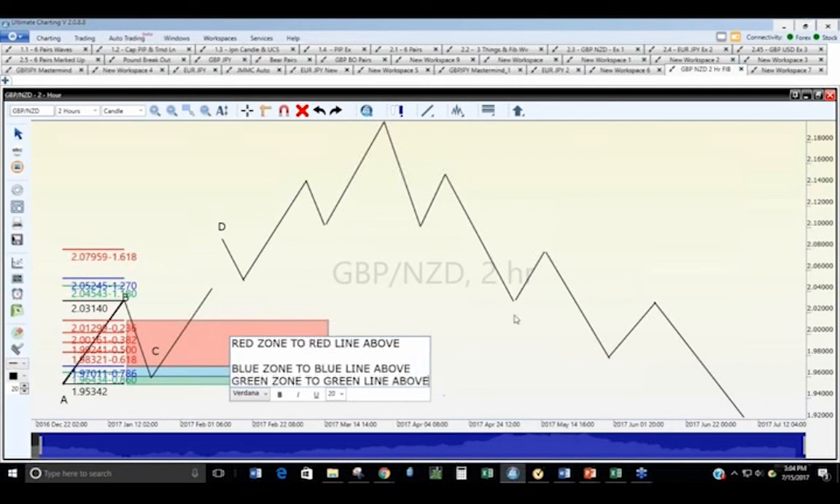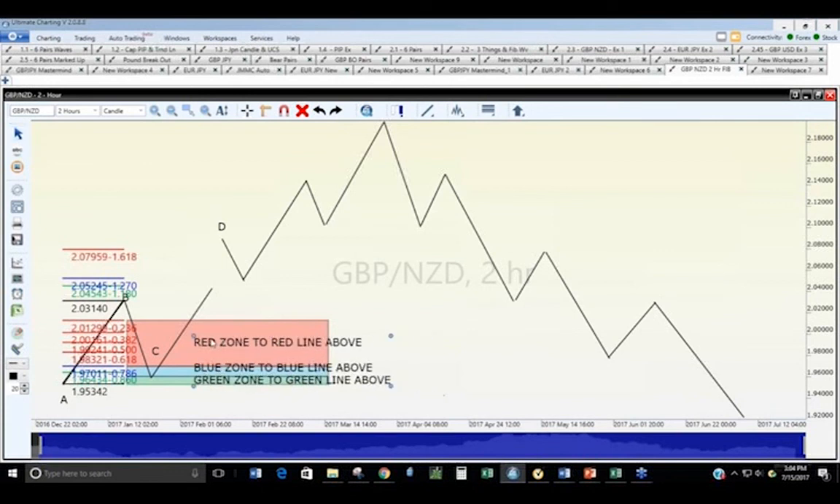Okay, give me a Y or yes if you understand the basics. If it retraces down to the red zone, then we expect it to go up to the red line. If it goes down to the blue zone, then we expect it to go to the blue line above. And if it goes down to the green zone, we expect it to go up to the green line. Give me a Y or yes.